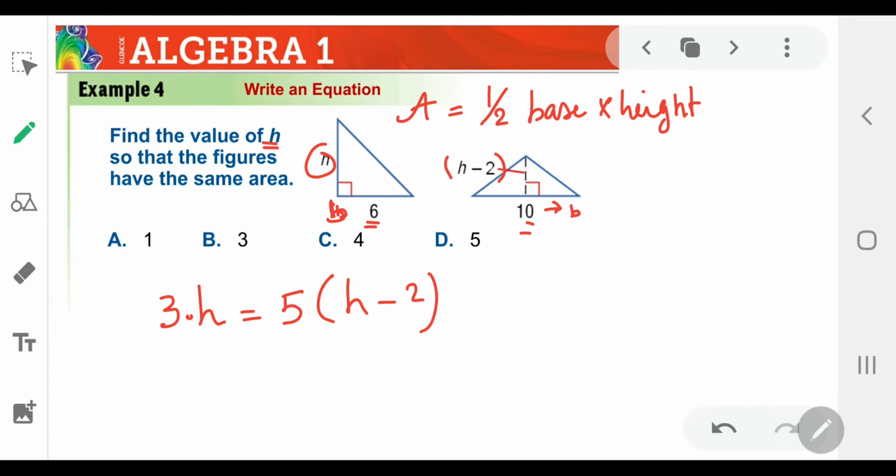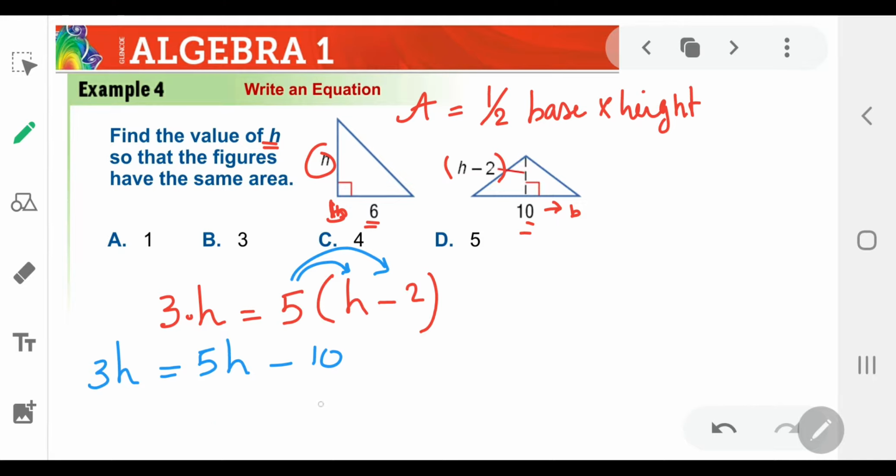Now that I have written this equation, I have to simplify it in order to solve it. I might use the distributive property here to distribute the 5 over the bracket, so the left-hand side remains the same. 5 times h is 5h. 5 times negative 2 is negative 10. Now I have two variable terms and one number.